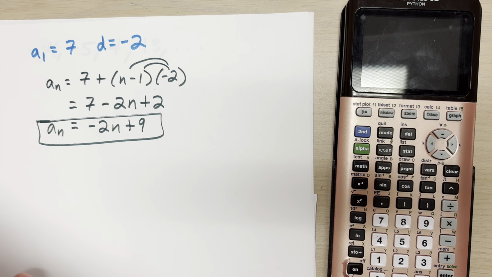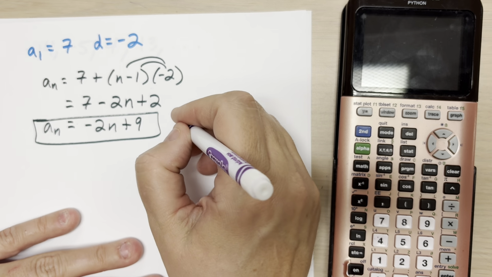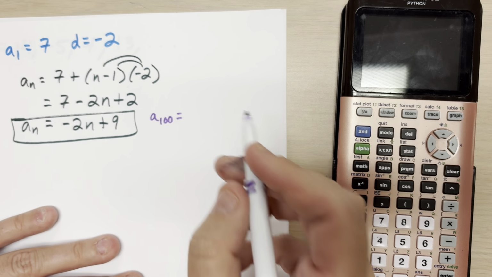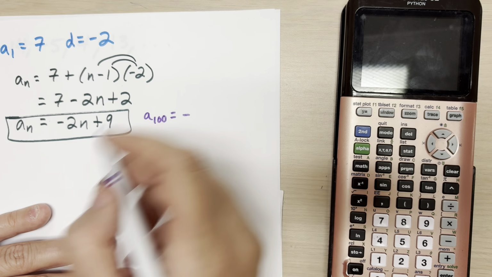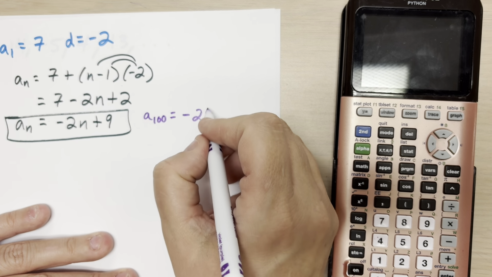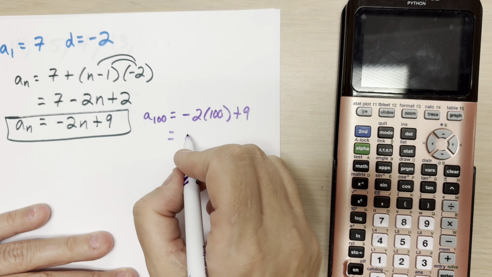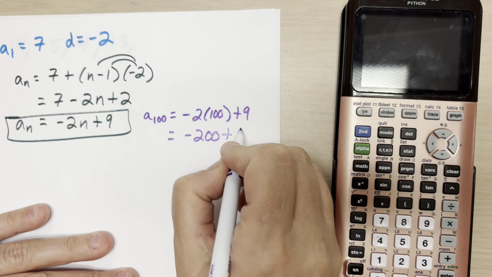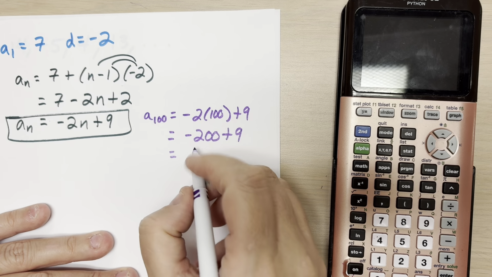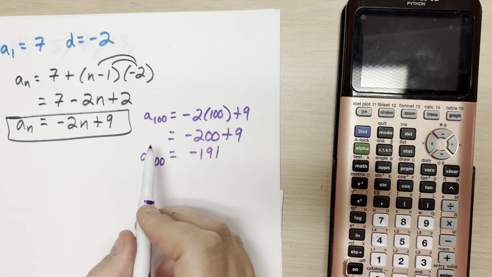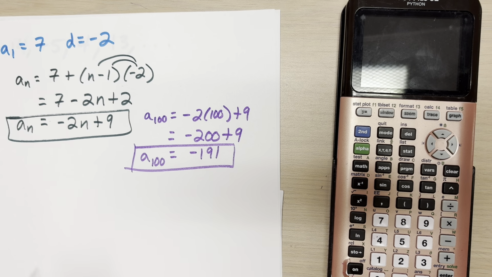Now they've also asked us to find the value of the 100th term. And I don't think I'm going to do that for all of these, but at least for the first one, you can see what that looks like. So I'm just replacing n with 100. Negative 2 times 100 plus 9 is going to give us negative 200 plus 9, which is negative 191. So that's the value of your 100th term.